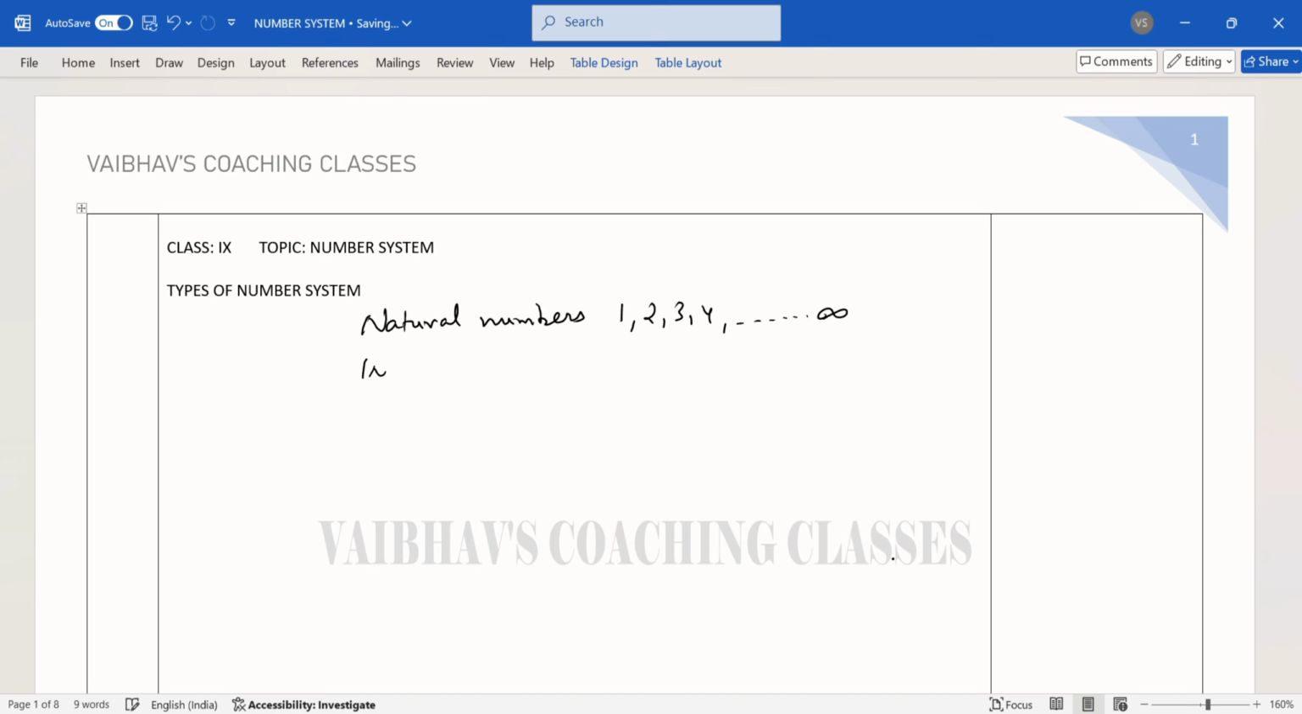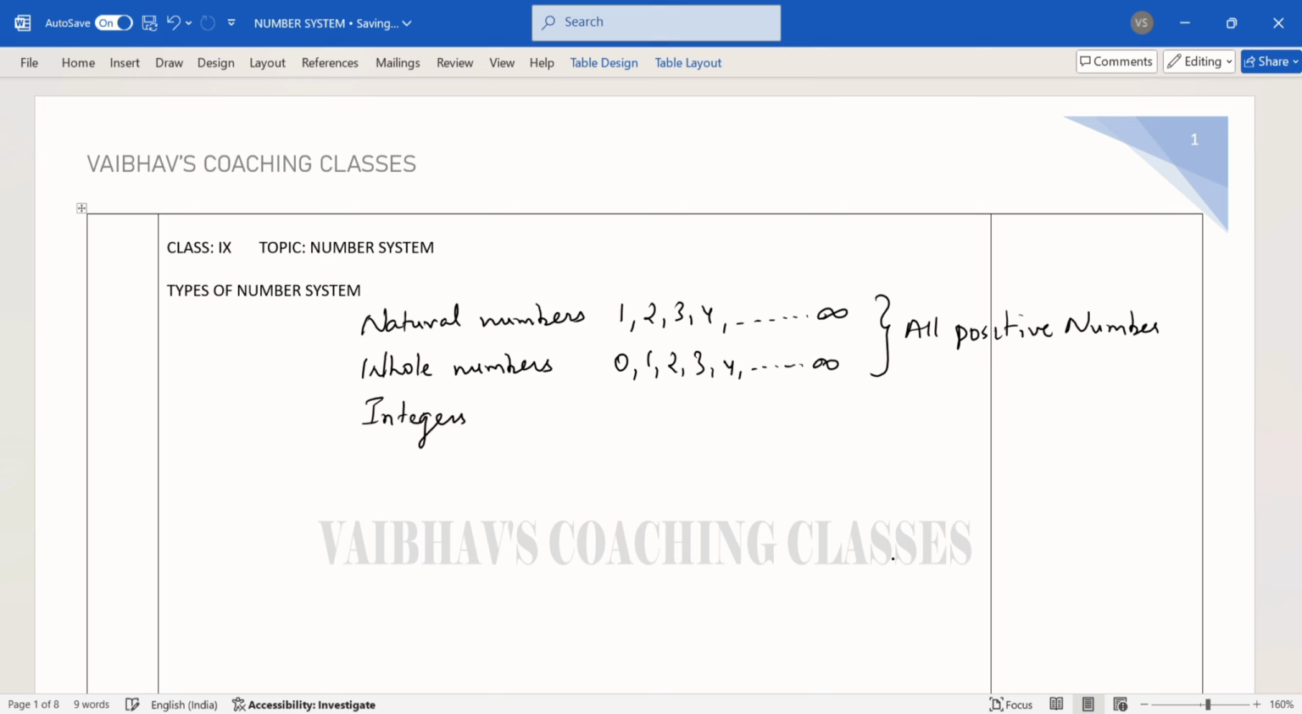Then next comes whole numbers. Even whole numbers are positive numbers, but 0 is included. So it starts with 0, 1, 2, 3, 4 and it goes on till infinity. So we say that these two, natural numbers and whole numbers, are all positive numbers. Able to understand? Good. And then next comes the integers.